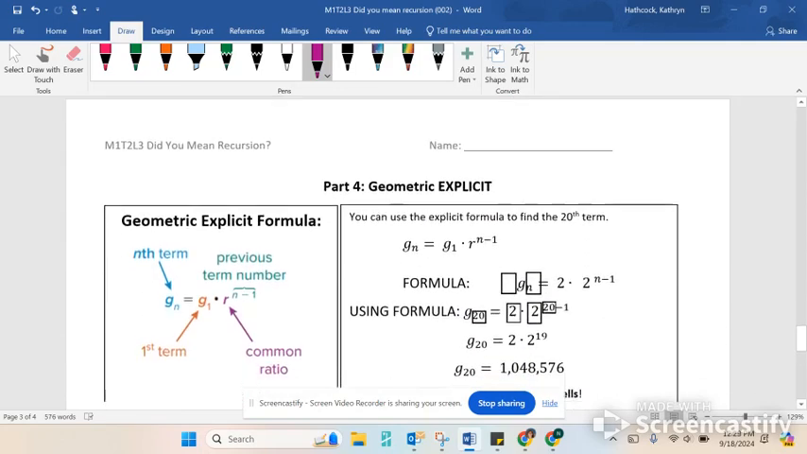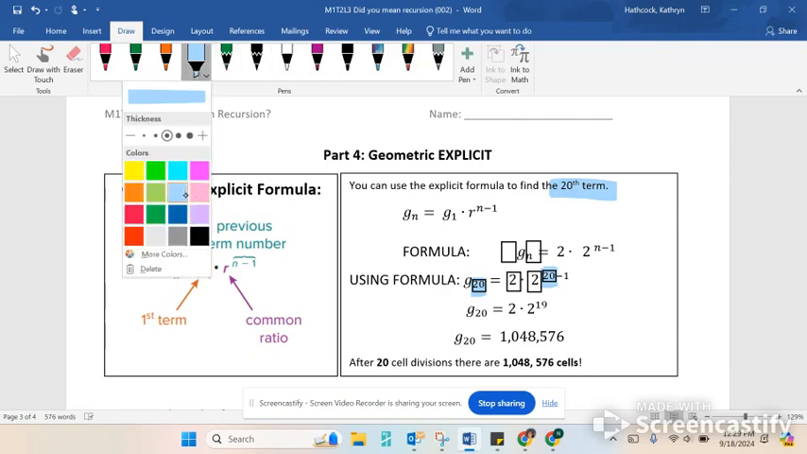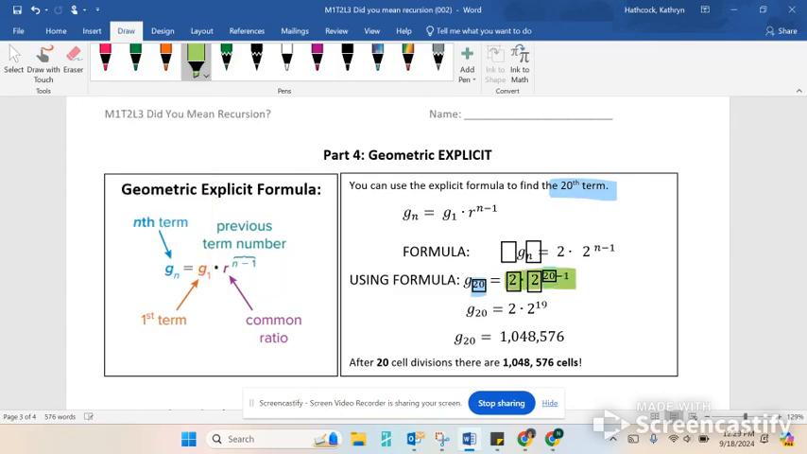Now, explicit formulas. These ones are by far my favorite. I like the explicit formula because I can find bigger term numbers, like the 20th term. I don't have to multiply 2 20 different times to figure this out. I have my formula, my explicit formula. So in order to find the 20th term, here are my 20s. They go where the n's go. And I could simplify all of this. I could just choose to put all of this right here in my calculator, and you will get this number.